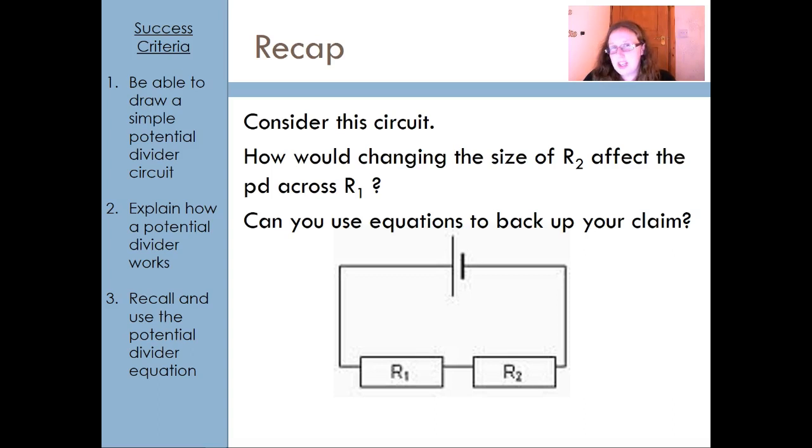And then I want to see if you have any equations that you can use to back up what you're saying. So think about it qualitatively first. If I make resistor 2 bigger, what will happen to the potential difference across resistor 1? If I make it smaller, what will happen? Then, once you've thought about it qualitatively, go find some equations and see what you can do. Once you've done that and you've had a little play, then come back. But really do have a little think, check that you can work your way through this sort of problem.